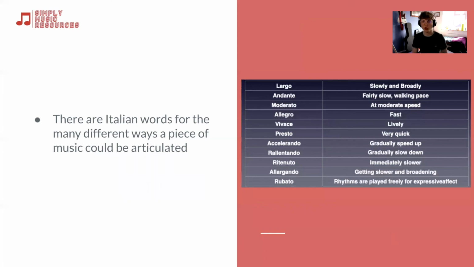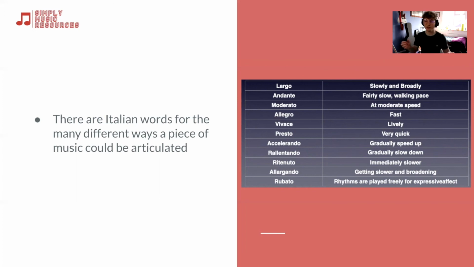So there are Italian words for the many different ways a piece could be articulated. So it describes how it's going to be played. A lot of them are written here. Common ones that you will see quite a bit are words like andante, which means walking pace or fairly slow. Allegro, which means fast, and presto, which means very quick. These techniques just describe the speed and the sort of emphasis on how the music should be played. They're fairly broad in terms of who's to define what walking pace is, who's to define what lively is.